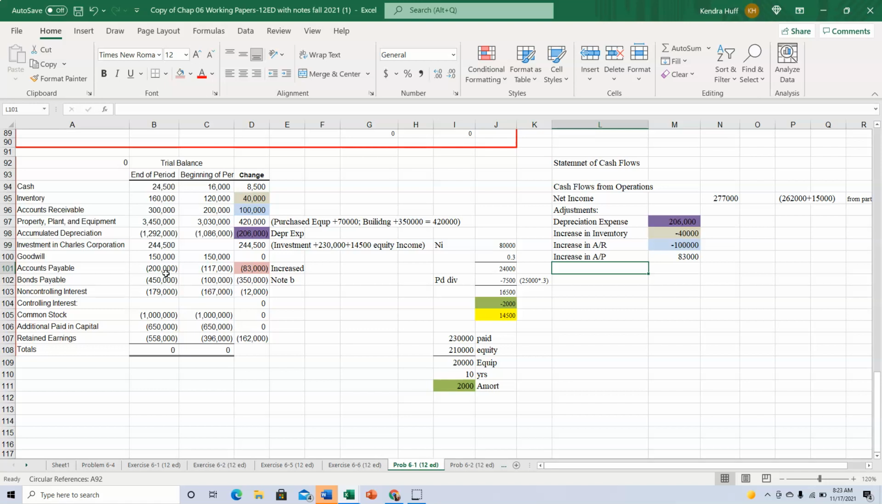Okay, then we also have another non-cash thing that we need to worry about, and it's the stuff from Charles. If you recall, this $14,500 from Charles, we would have recorded in general. We would have increased the investment in Charles, and we would have recorded investment income for $14,500. This is a non-cash transaction. We didn't actually get all that cash. So I need to take this back out. This is equity income from Charles.